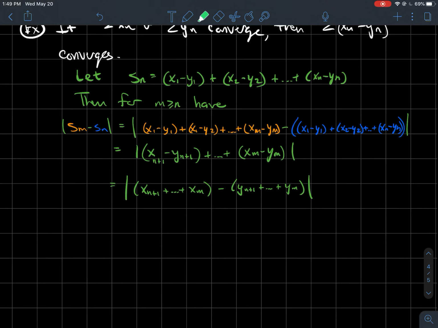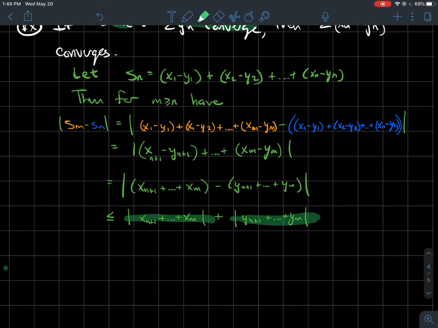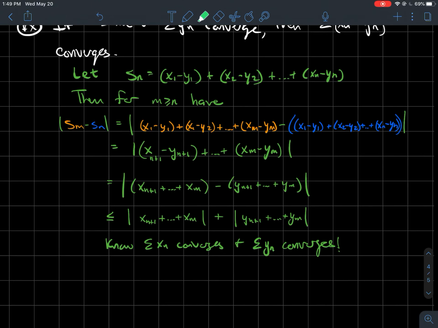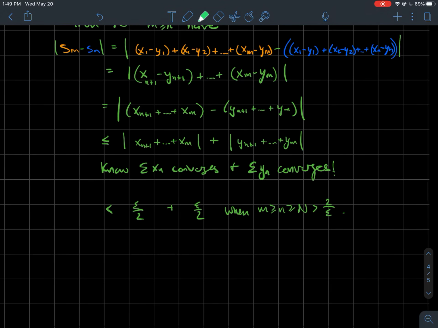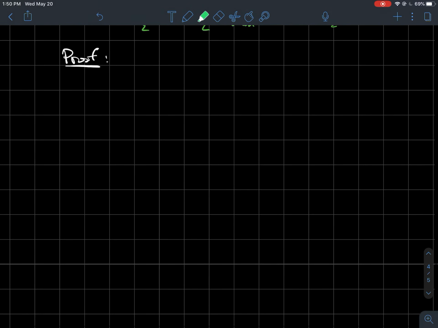What I hope you notice is that this is the difference of partial sums for the series with x's, and this is the difference of partial sums for the series with y's. We can split this up with the triangle inequality, and because xn and yn converge, I could go far enough out in those partial sums to ensure that each of these pieces is less than epsilon over 2. Because those series converge, when you add them together, it should be less than epsilon. So I'm going to give you the formal version of that right now.